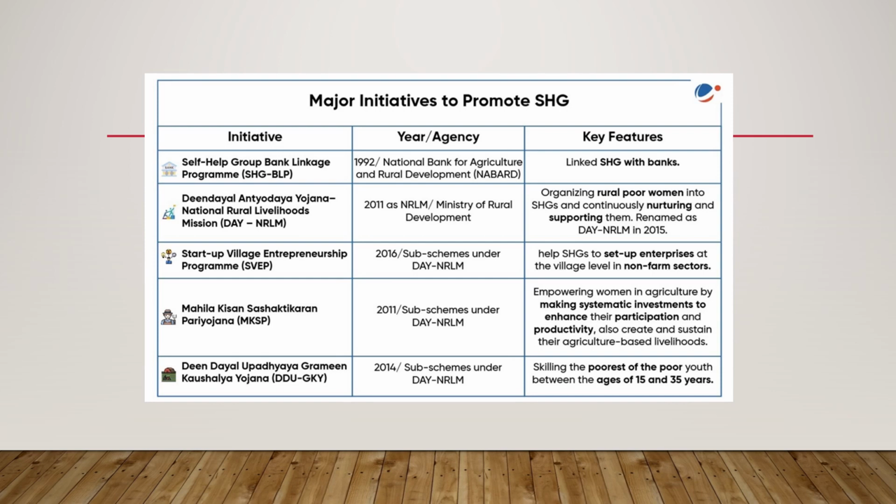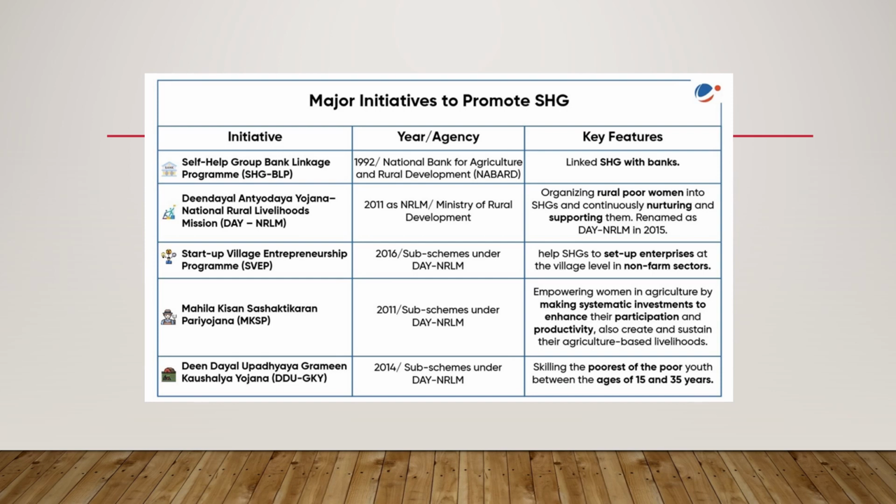Also, we have the Start-up Village Entrepreneurship Program. It was brought up in 2016 as a sub-scheme under DAY-NRLM. It helps SHGs to set up enterprises at the village level in non-farm sectors. Then we have the Mahila Kisan Sashaktikaran Pariyojana (MKSP). It was brought up in 2011 as a sub-scheme under DAY-NRLM.